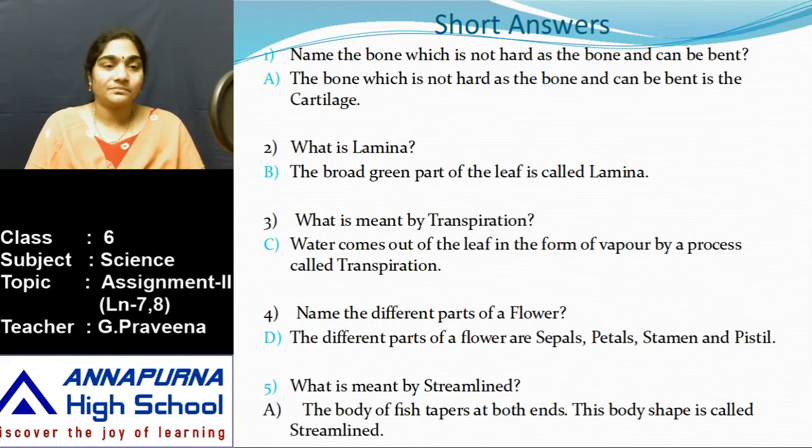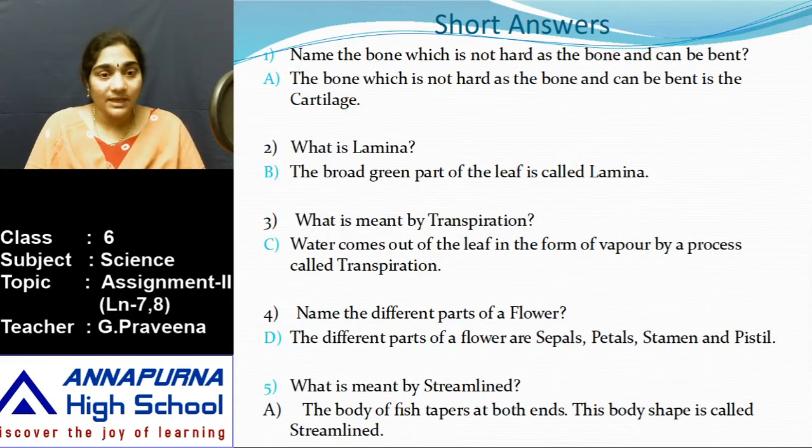What is lamina? The broad green part of the leaf is called lamina. What is meant by transpiration? Water comes out of the leaf in the form of vapor by a process called transpiration. So where the exchange of gases takes place, during that process of transpiration, it gives out the gas oxygen.